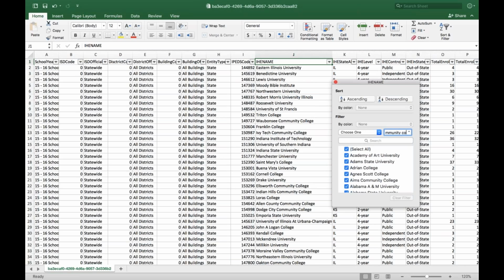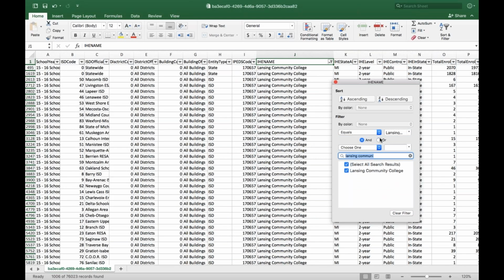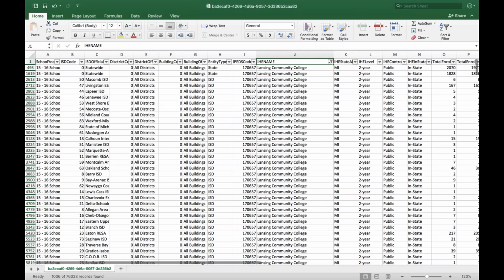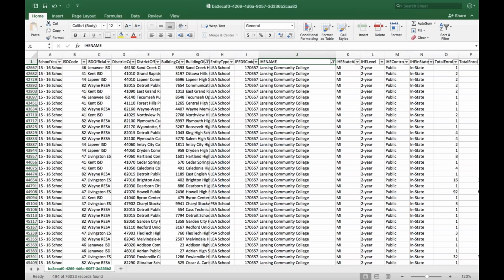Let's say I'm looking at Lansing Community College. Oh, that didn't work. Lansing Community College. So what I'm doing is essentially looking for all the high schools that are taking students and sending them to Lansing Community College. Take off all buildings. I'm not interested in the districts or the statewide totals. I just want to see the high schools.